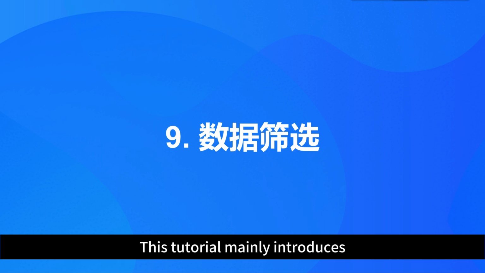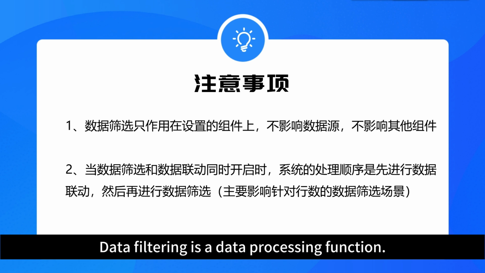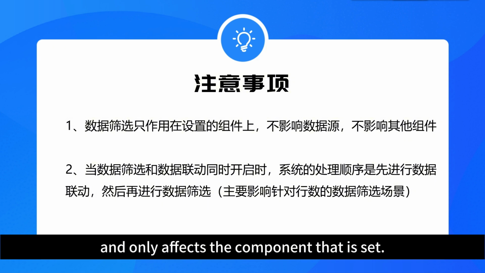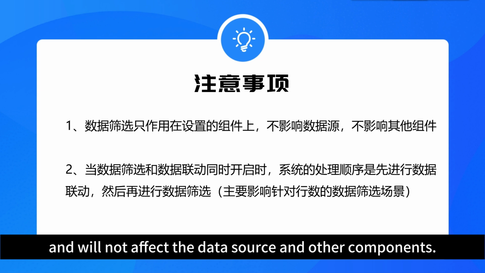This tutorial mainly introduces how to set data filtering. Data filtering is a data processing function. It is set on each component and only affects the component that is set, and will not affect the data source and other components.